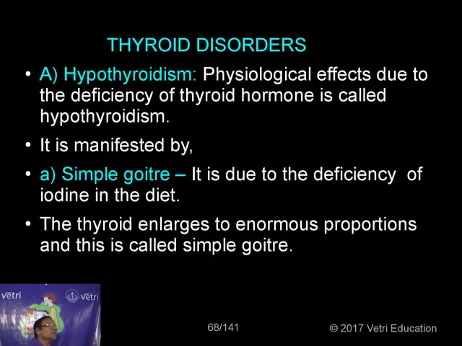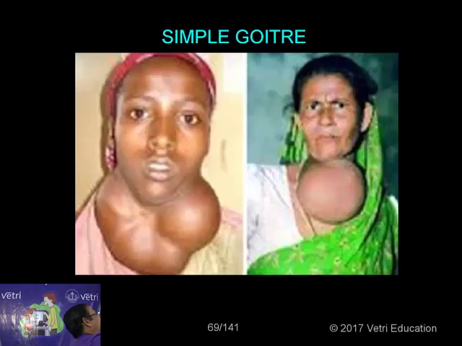Now, the simple goiter is more common in areas where the iodine content is less in the soil, as it is localized in specific places, for example, near mountain areas where the iodine content is less in the soil. It is also called endemic goiter, restricted to only specific regions. This is what's called simple goiter, the enlargement of the gland to enormous proportion because of the absence of iodine in the diet.